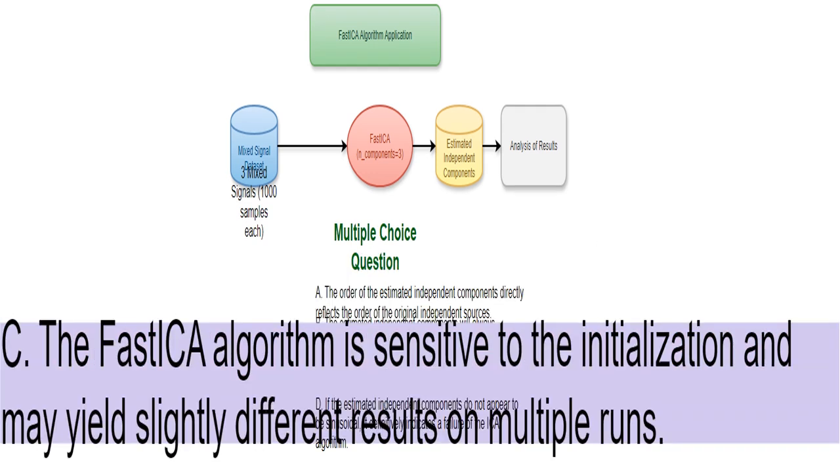This statement is true. FastICA, like many iterative algorithms, is sensitive to its starting point. Just like a ball rolling down a hill might end up in slightly different spots based on where you start it. FastICA's results can vary a little across multiple runs due to random initializations.